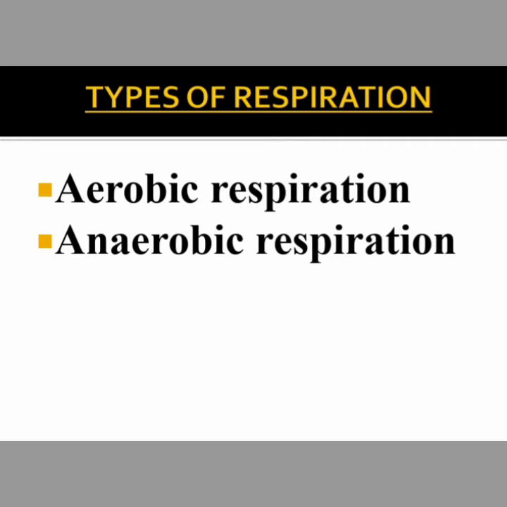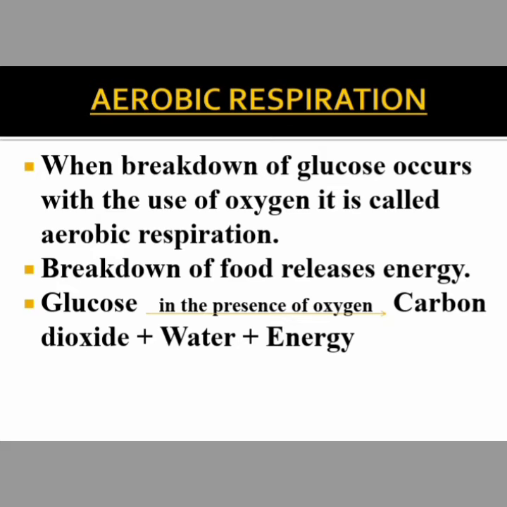So we shall see aerobic respiration first. When breakdown of glucose occurs with the use of oxygen, it is called aerobic respiration. Food can also be broken down without using oxygen. Without using oxygen, it is anaerobic. So what happens in aerobic respiration? It is making use of oxygen. Glucose, in the presence of oxygen, utilizes the oxygen, and carbon dioxide, water, and energy is released.